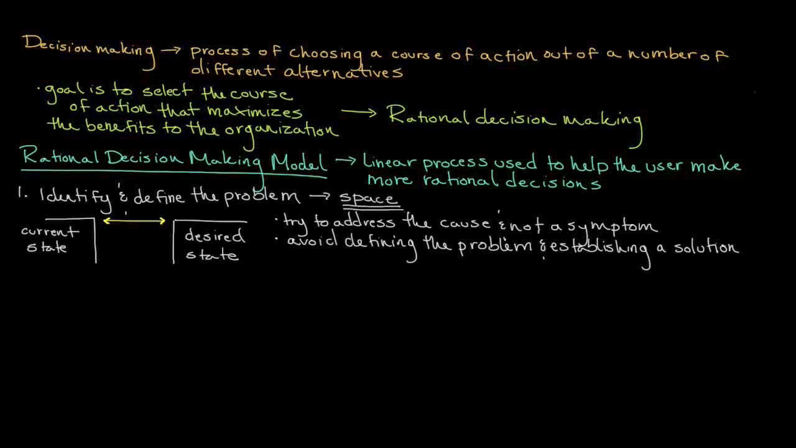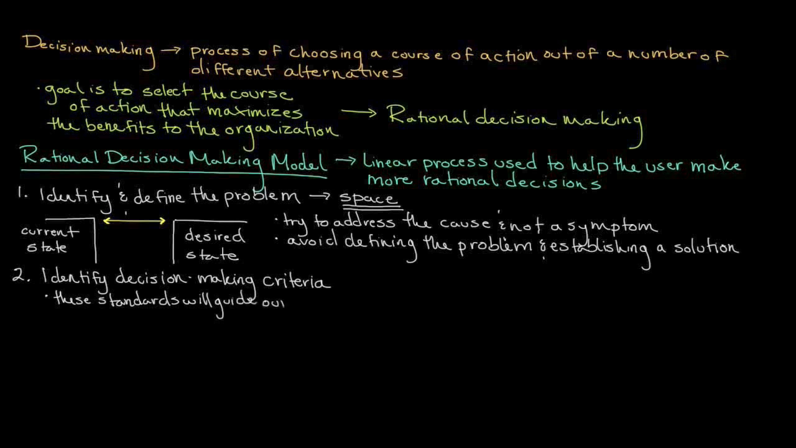The next thing that we need to do is to identify the criteria that will help us make our decisions. This criteria consists of specific standards that we'll use as really a guide to our decision-making process. It's important to outline this criteria ahead of time so that we avoid basing our decision on maybe a few factors without considering a host of others. So let's get back to our problem.